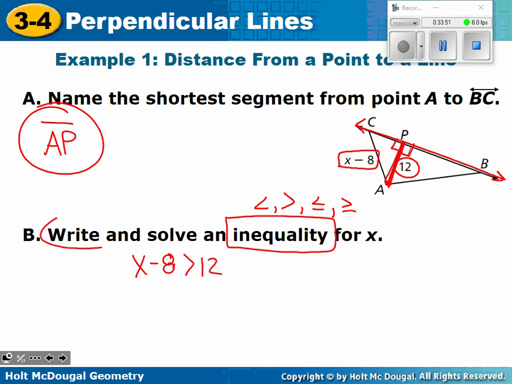It says write it, so I'll be grading that you actually wrote the inequality. And then solve for x. So then you'll write me your answer for the value of x. So how do I solve that for x? Add 8 to both sides. Make sure that you don't change your inequality to an equation. It's still an inequality. So x is going to be greater than 20.